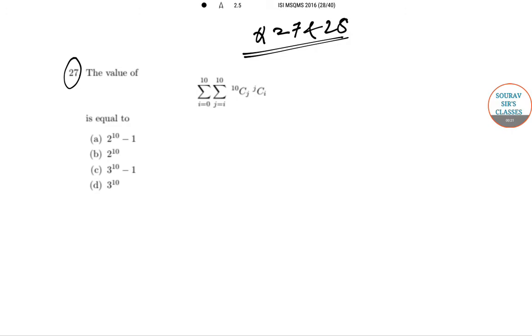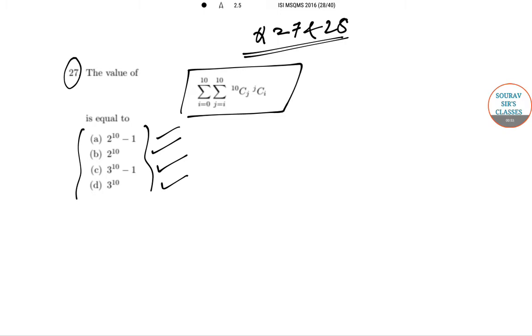In question number 27, we have to find out the value of the summation of 10Cj into JCi, where i goes from 0 to 10 and j goes from 1 to 10, and the options given over here are 2 to the power 10 minus 1, 2 to the power 10, 3 to the power 10 minus 1, or 3 to the power 10. Now we have to basically find out the value of this expression. We'll use a particular case over here to find out the value of this structure.